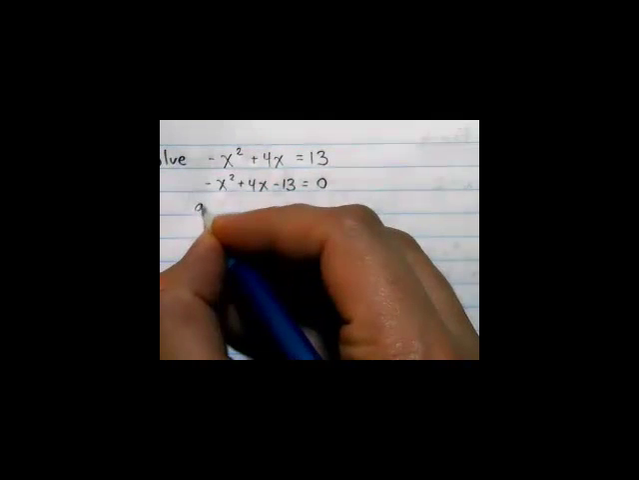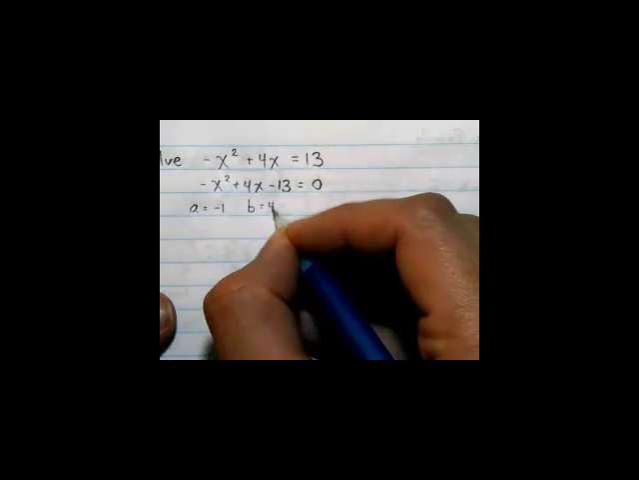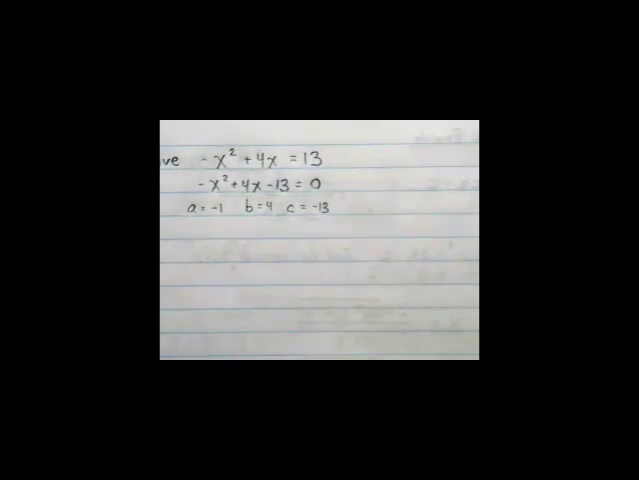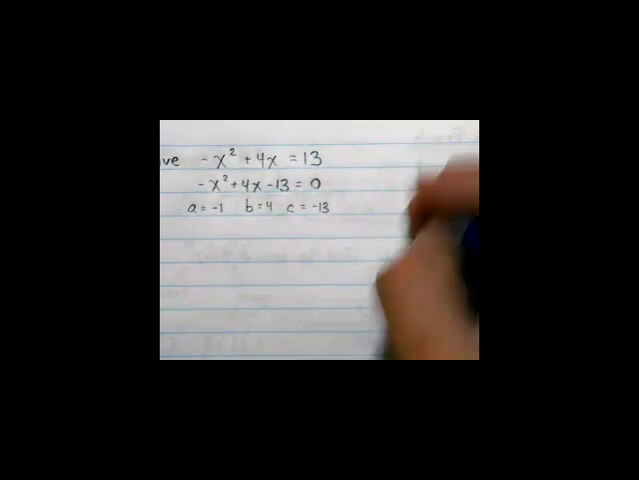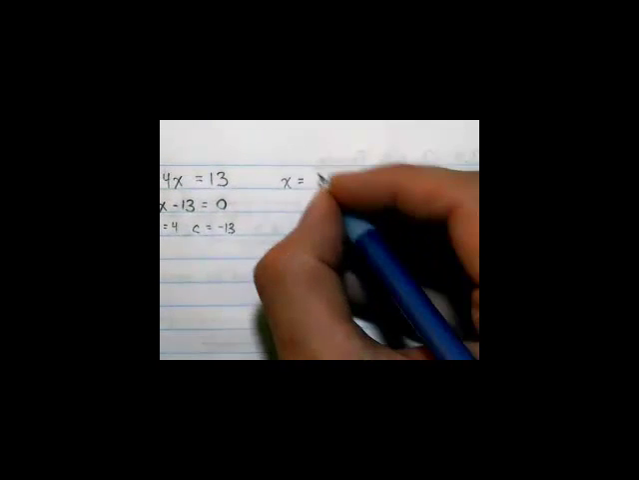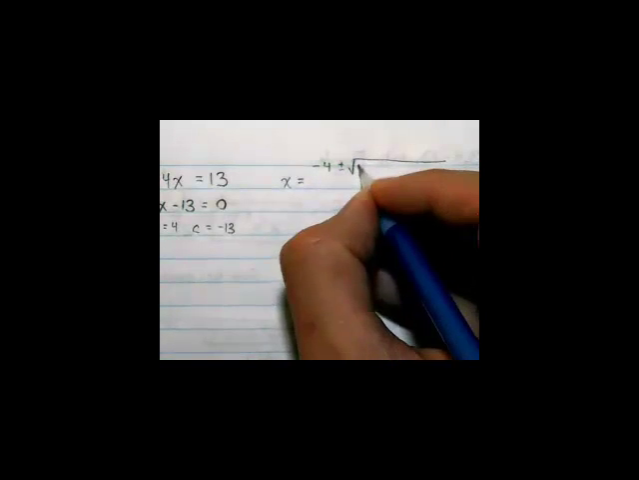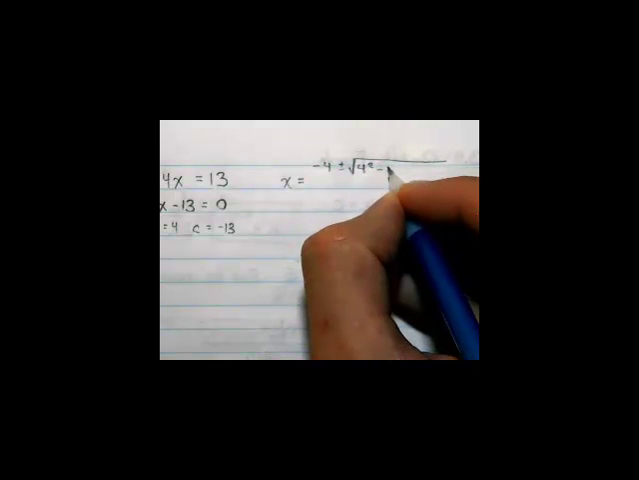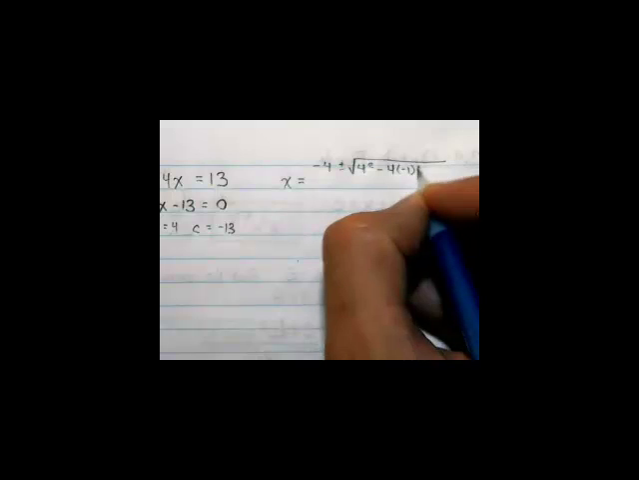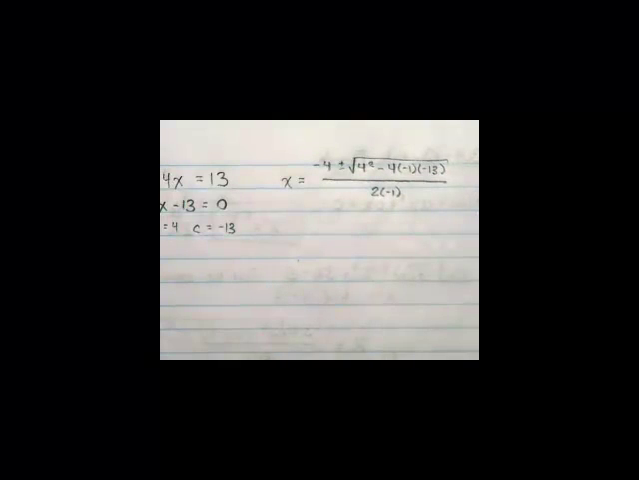So what's the A this time? -1. What's the B? And C. All right, so we're ready. So x equals -4 plus or minus the square root of 4 squared minus 4 times -1 times -13, all over 2 times -1.